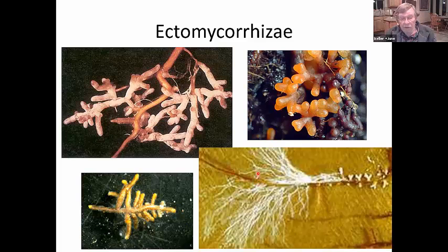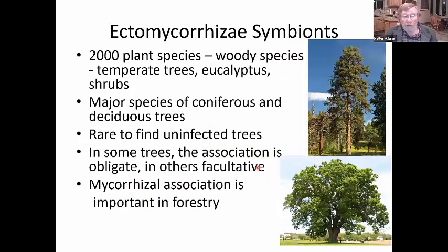So those are what you'd see if you dug up a pine tree or some other kind of tree that has these ectomycorrhizae. What are the symbionts for the ectomycorrhizae? Well, as far as the plant species are concerned, we're mainly talking about woody species. Trees, shrubs, eucalyptus, all can form ectomycorrhizae. Tropical trees typically don't. So we have the major species of coniferous and deciduous trees that form ectomycorrhizae, and it's rare to go out in the woods and find uninfected trees.